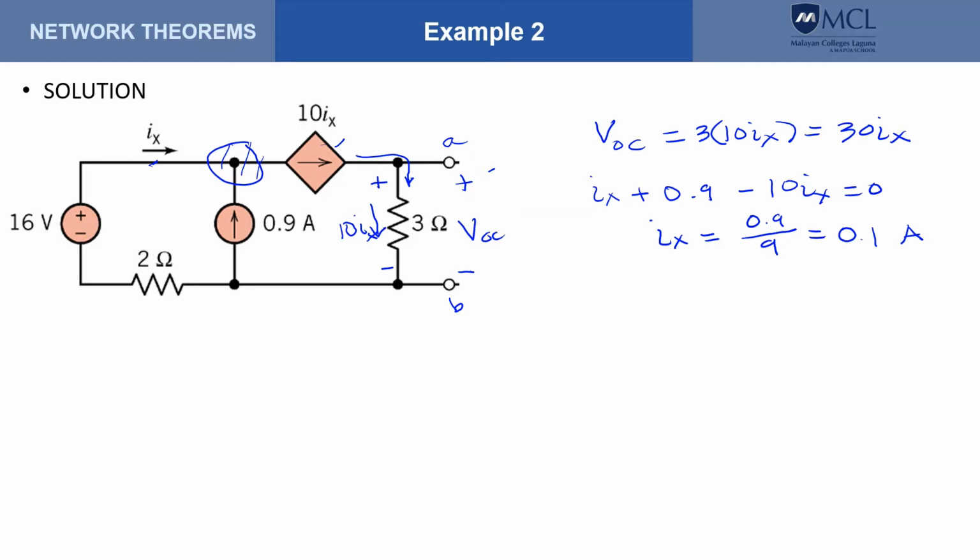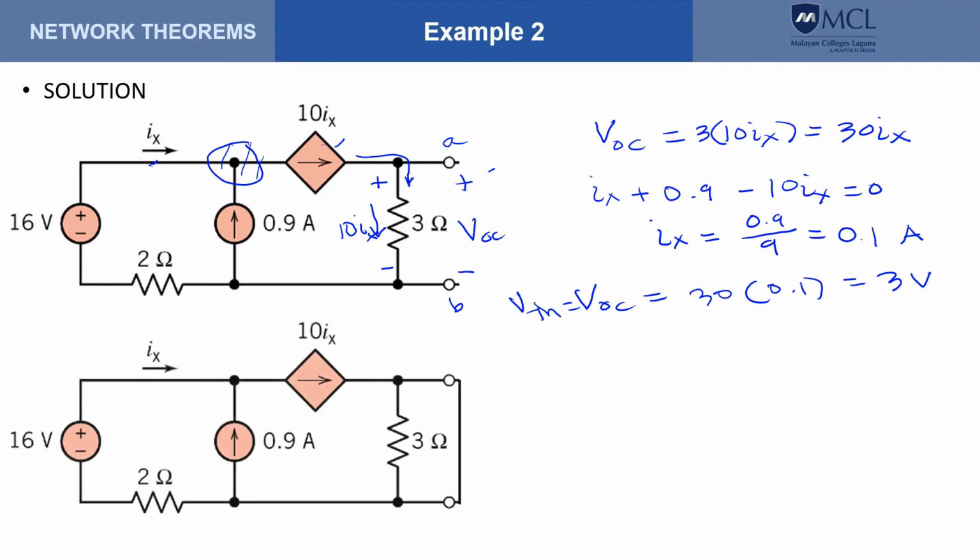Now that we have I sub x, we can compute for VOC, and that would be equal to 30 times 0.1, or that is equal to 3 volts, which is also our VTH. Next, we find I sub n. So to get I sub n, we apply a short between terminals A and B and find the current that flows through the short circuit.